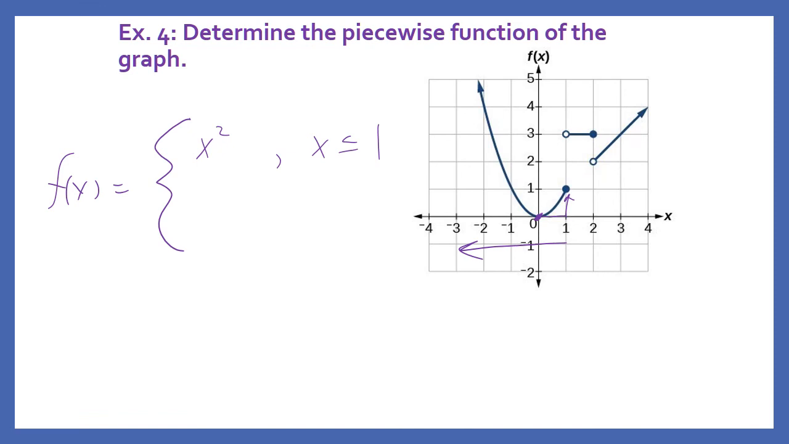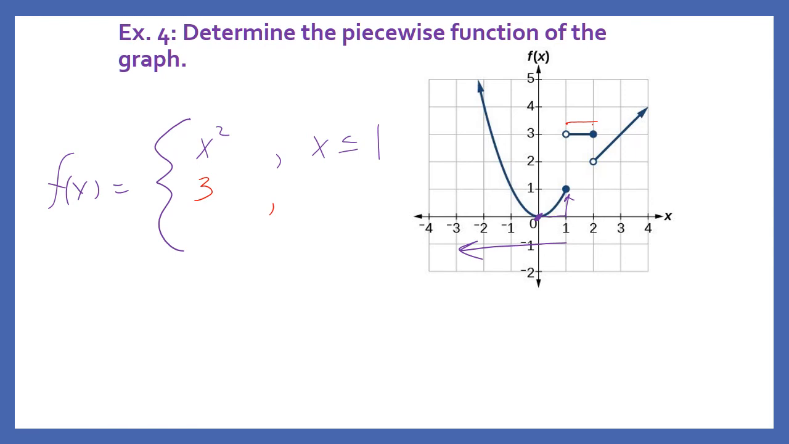Our second piece, that looks quite linear to me. That's just a horizontal line. And if you remember, the equation for any horizontal line is just y equals. Now, we already have the f of x equals part taken care of at the beginning. So we just have to write y equals 3. And we have an open dot here and a closed dot here, and that piece only exists from there to there, so between 1 and 2.